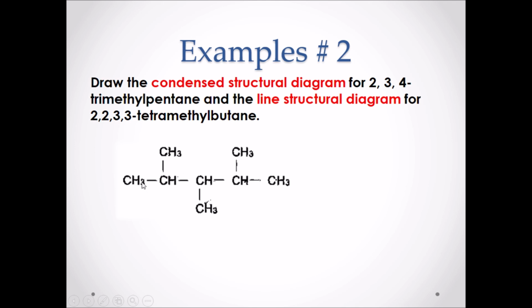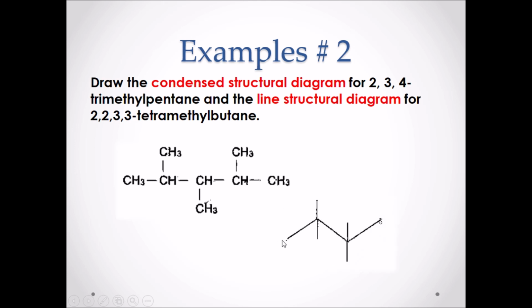And then you can simply add in all of the hydrogens. Remember, each carbon needs 4 bonds. So if I look at this carbon right here, it already has 1, 2, 3 bonds. So it only needs 1 more bond, 1 hydrogen. Or if I look at the last carbon right here, it only has 1 bond. So it needs 3 more bonds. It needs 3 hydrogens.